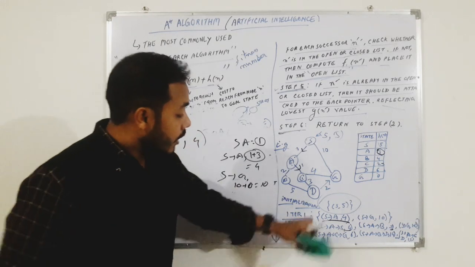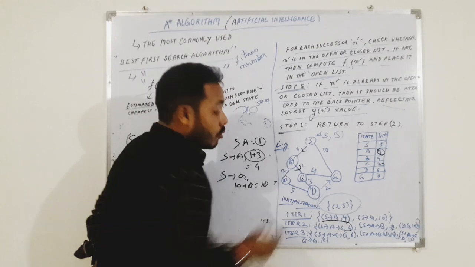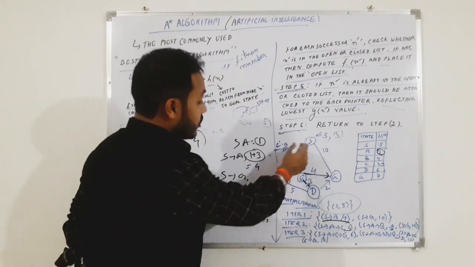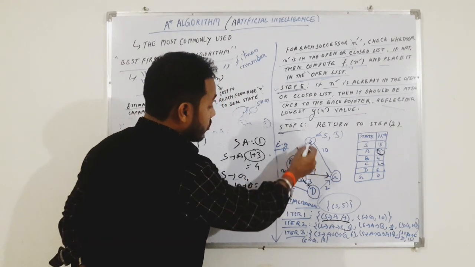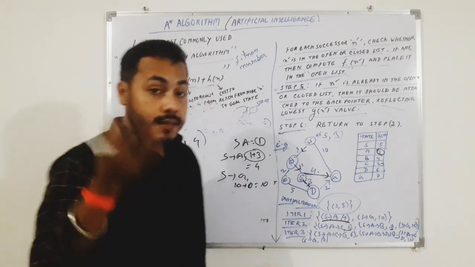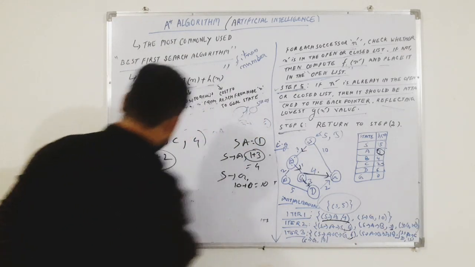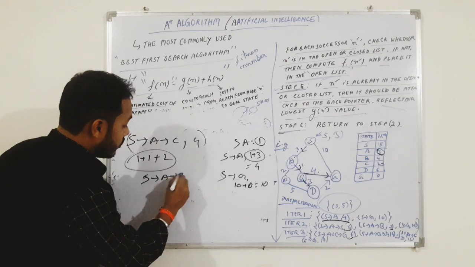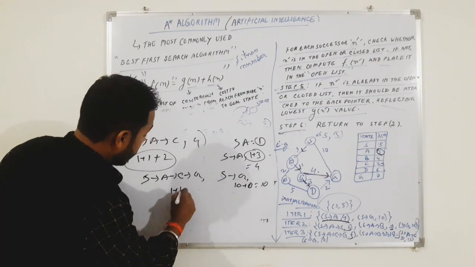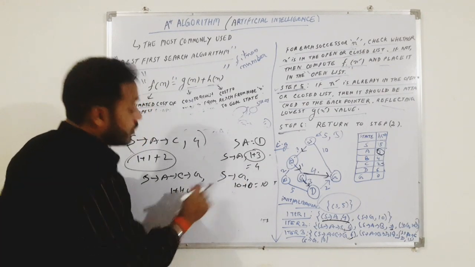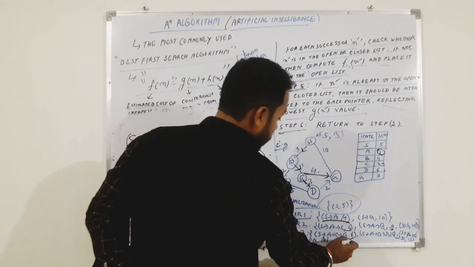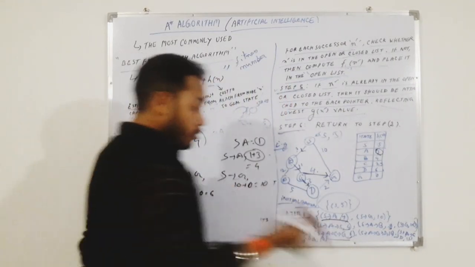Then iteration 3. If we are at C, which nodes can we go to? We can travel C to Z, and C to D also. So we are considering S to A to C, C to Z. S to A is 1, A to C 1, C to Z 4, and Z to Z, that is Hn equal to 0, so the total is 6. So this path gives you the goal node at the cost of 6.